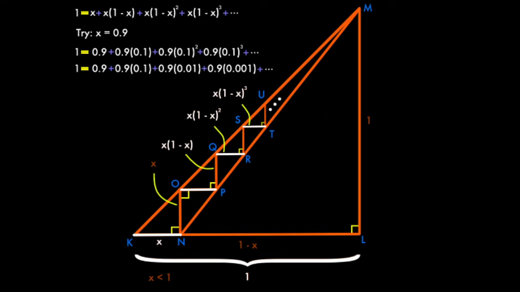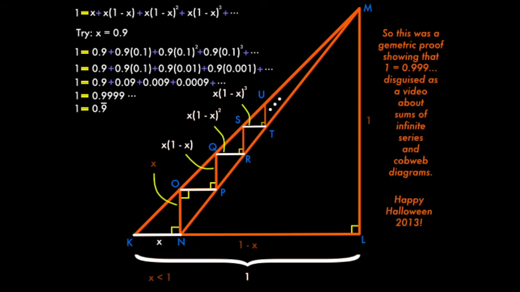So then when we square and cube all those values inside the parentheses, we get 0.1, 0.01, 0.001, and on. Multiplying by those values in the parentheses, you can probably see where this is going. We get on the right-hand side of the equation 0.9 plus 0.09 plus 0.009 on forever. That's right, the value on the right is 0.9999999 forever, otherwise known as 0.9 bar. That's right, so this was a geometric proof showing that 1 equals 0.9 bar, disguised as a video about sums of infinite series and cobweb diagrams.